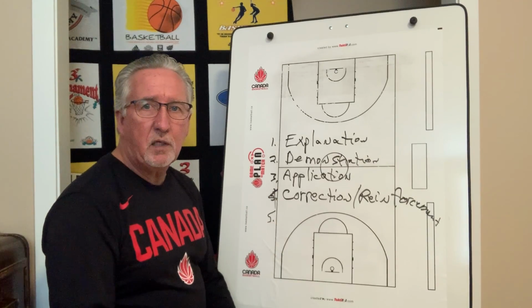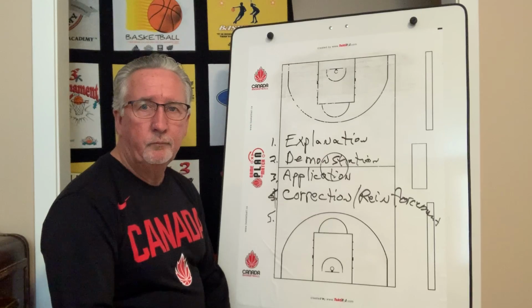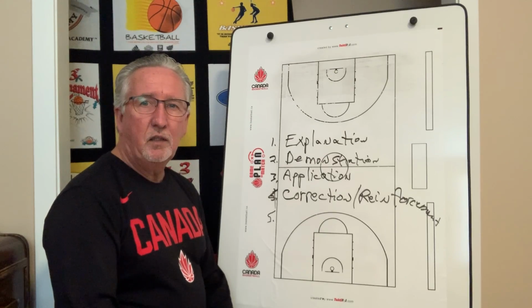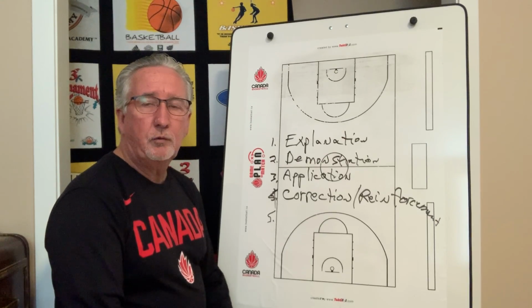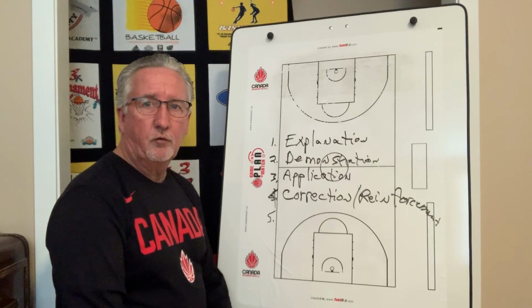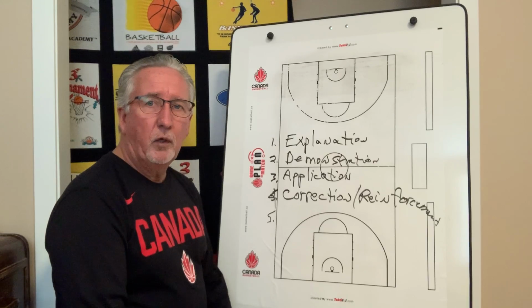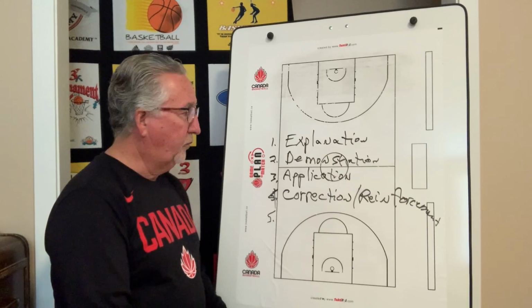The reason I add reinforcement is a lot of times we will correct, so basically all we're telling our kids is what they're doing wrong all the time. We need to also reinforce. If a kid is shooting with good backspin and good follow through, tell them, great backspin, keep doing it. Follow through, excellent follow through, all right? So keep telling them what it is that's good, but that's the reinforcement part.